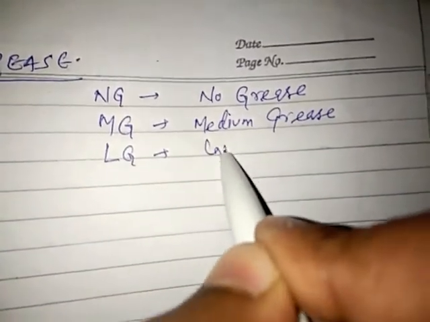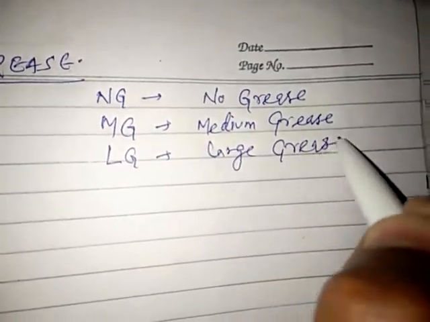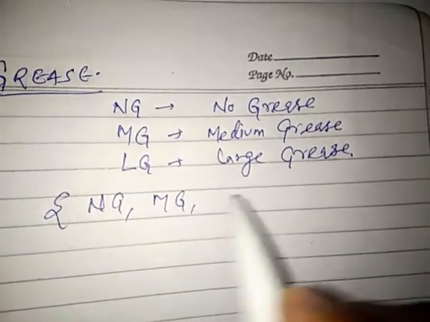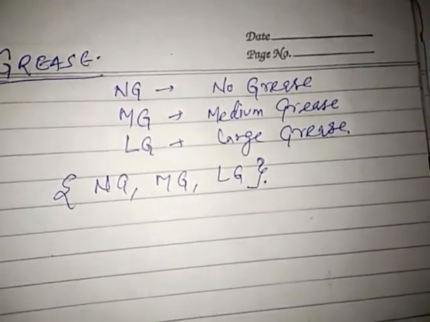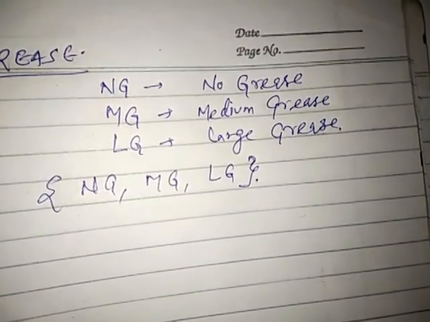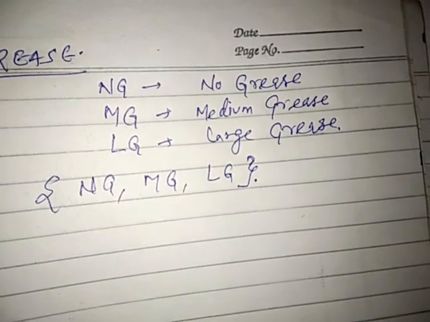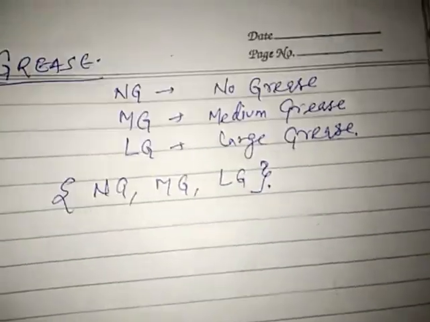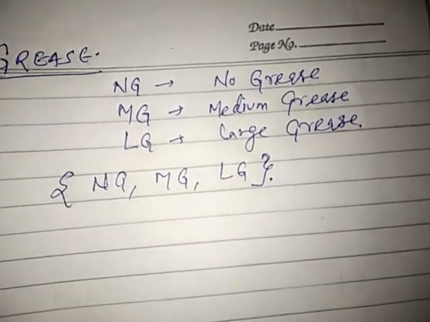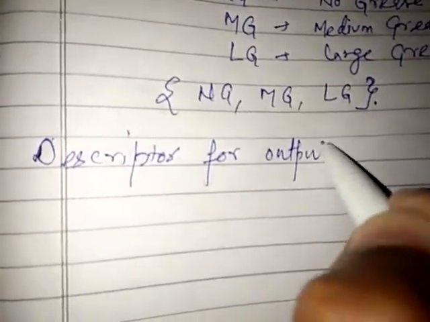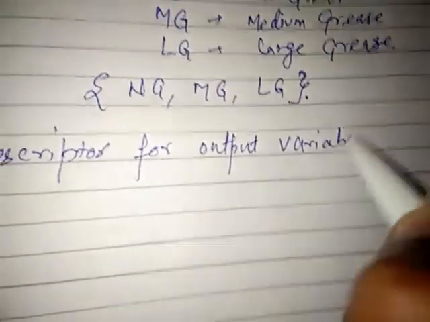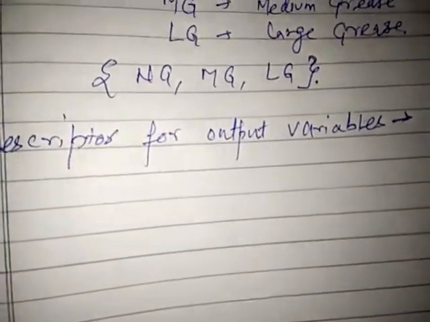LG, that is the large grease, and we have to write that NG, NG, LG. Here we define the three descriptors for both input variables, dirt and grease. Now we have to define the descriptor for the output variable, that is the wash time.